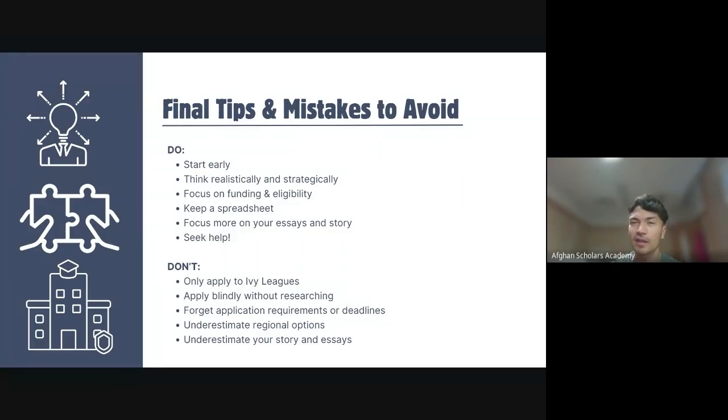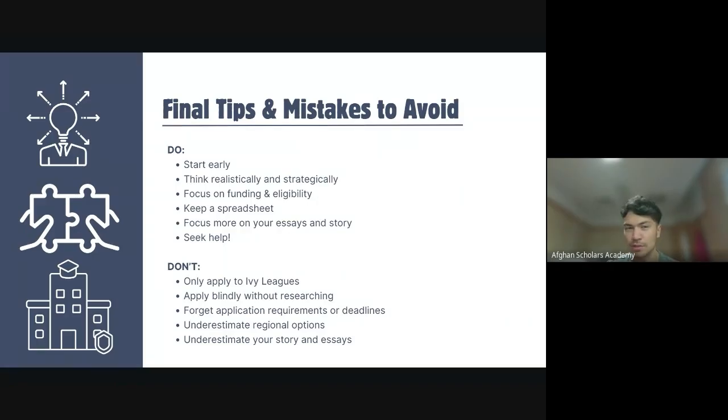Do not be hypothetical. Do not live in hypothetical situations. And focus on funding and eligibility. Funding is a big thing, so focus on that. Do they offer funding or not? Just find that out. You can always reach out to them by email and ask them.